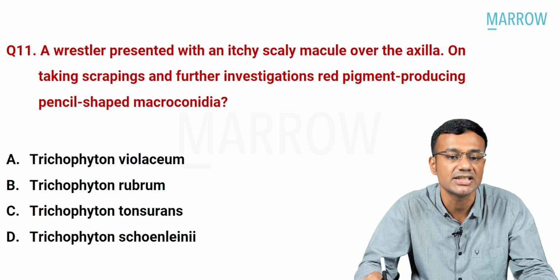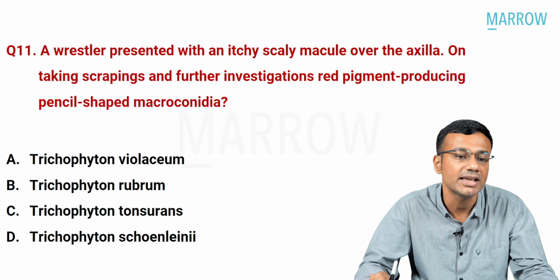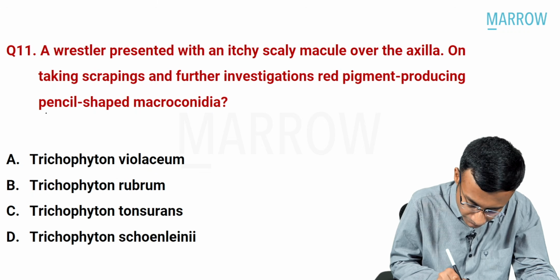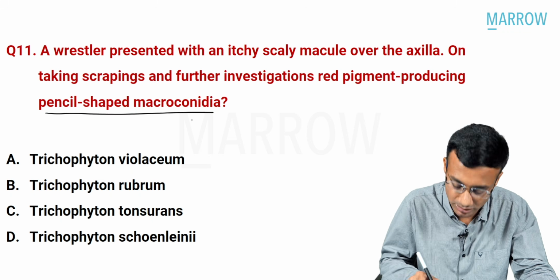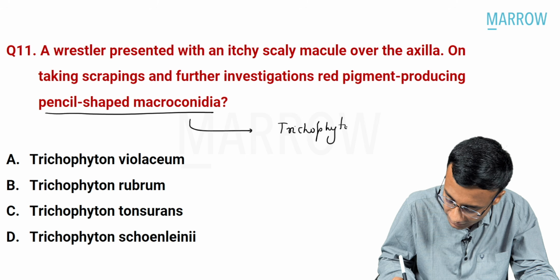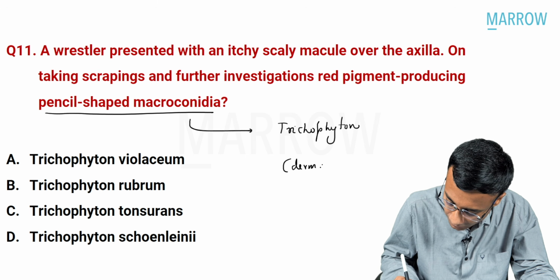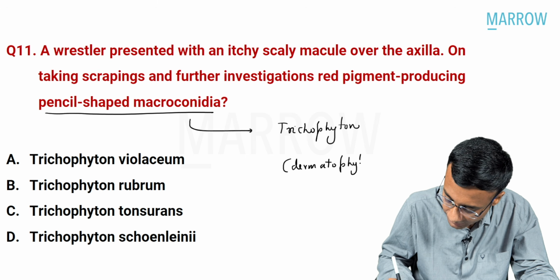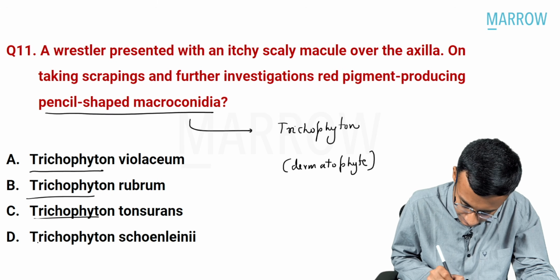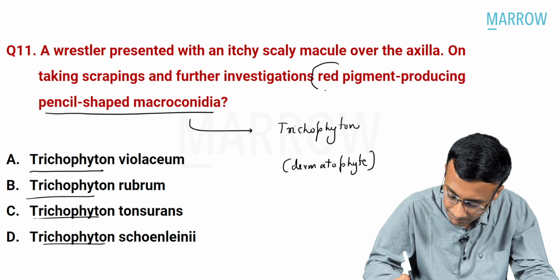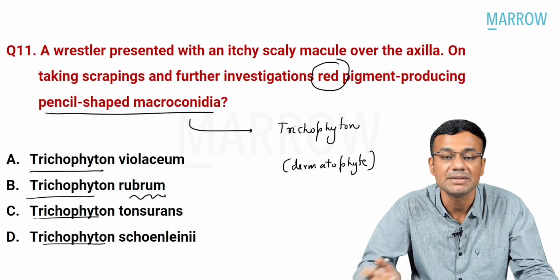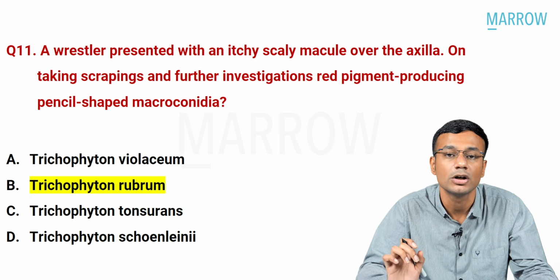A wrestler presented with an itchy, scaly lesion over the axilla. On taking scrapings and further investigations, red pigment producing pencil-shaped macroconidia is noted. So, when you have pencil-shaped macroconidia, which species should come to your mind? Trichophyton should come to your mind. So, Trichophyton, which is a type of dermatophyte, is where you get pencil-shaped macroconidia. But obviously, this option is not helping us because all the options have Trichophyton. Now, one more clue which is going to help us is red pigment producing. So, what is the other name for red? It is rubrum. That is why by the simple logic, we can come to the answer as Trichophyton rubrum.